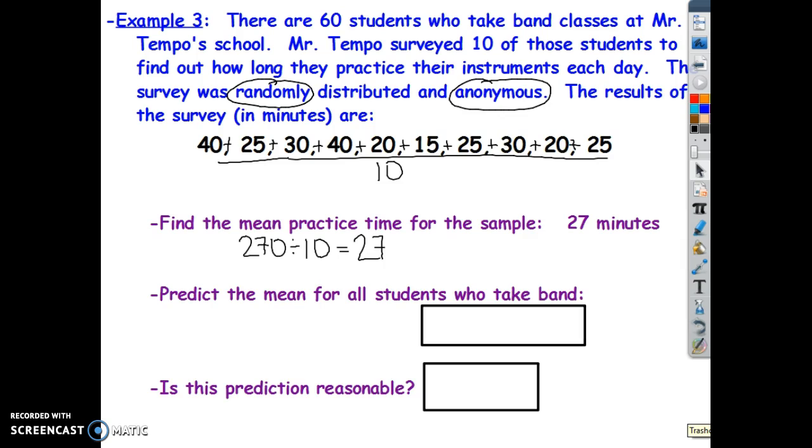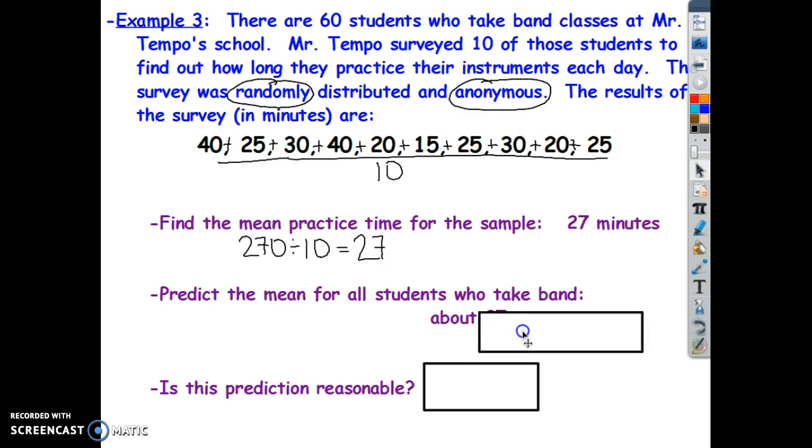Now we're going to predict the mean for all students. How we're going to make a prediction is we use 10 out of 60 students, so that's about 1/6. That's a pretty good sample size. It was random and anonymous, so that Mr. Tempo didn't pick favorites. He picked the best and the worst, and he doesn't even know their names. So they could be his favorite students or least favorite students, we don't know.